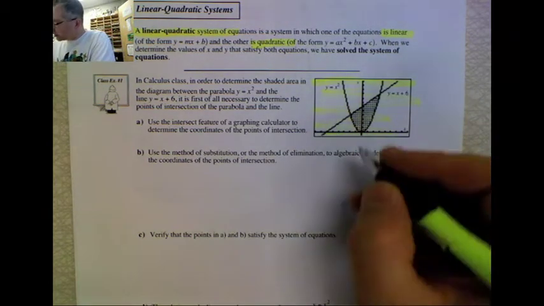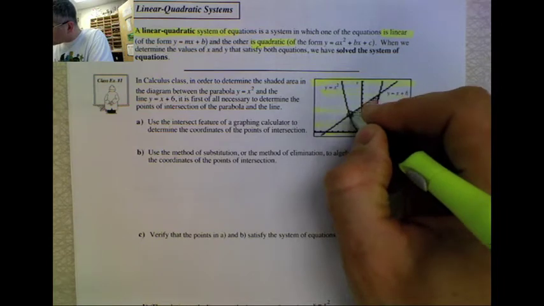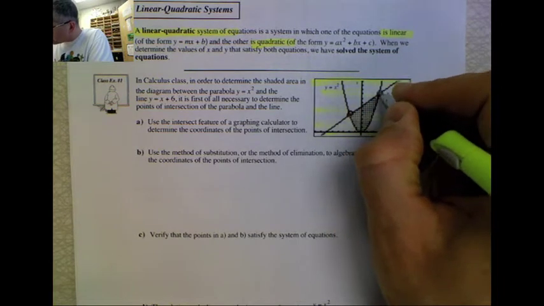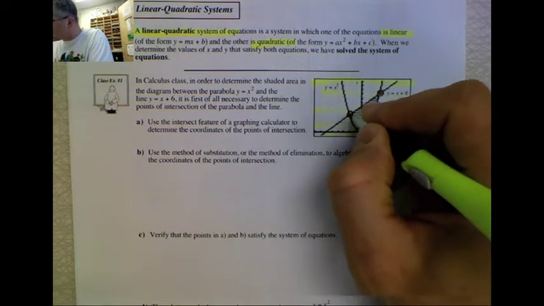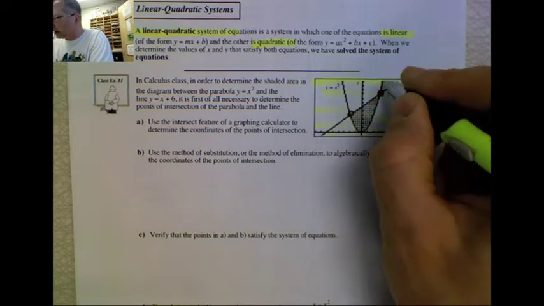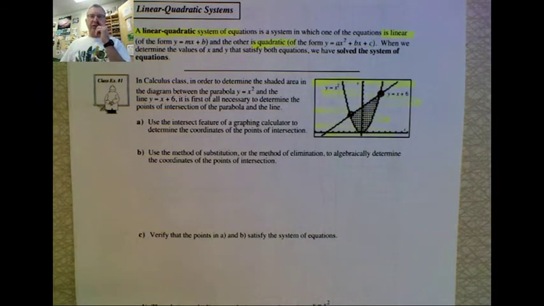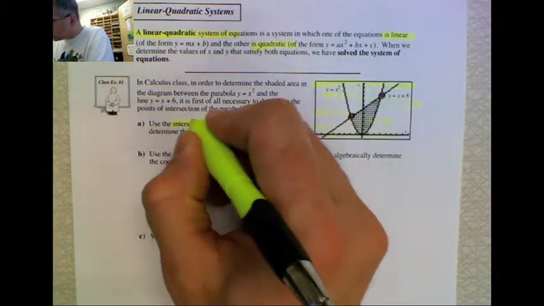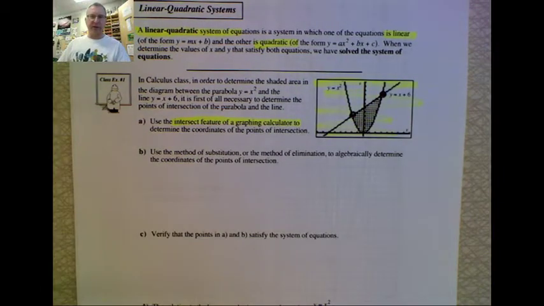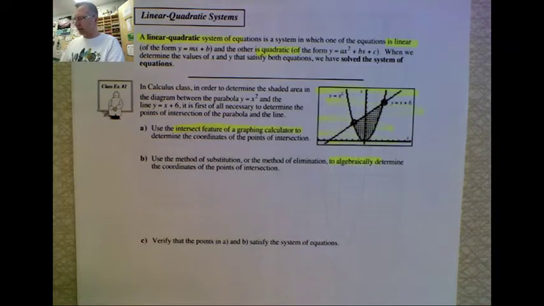So when you're solving a system of equations, what you're actually looking for is these points of intersection between the line and your parabola. And we can do that in two ways. The first way we're going to look at is doing it graphically. And then we're going to look at doing it algebraically.